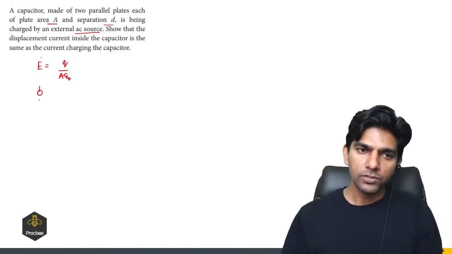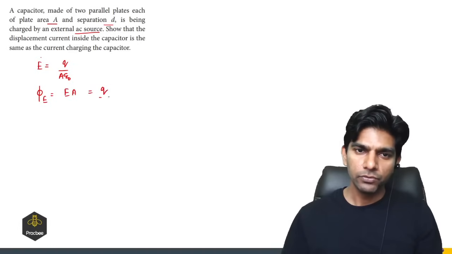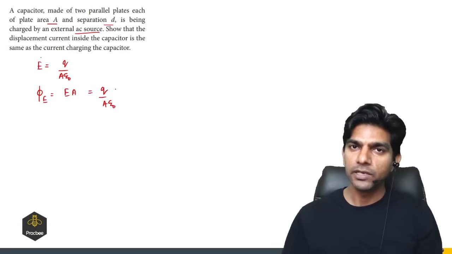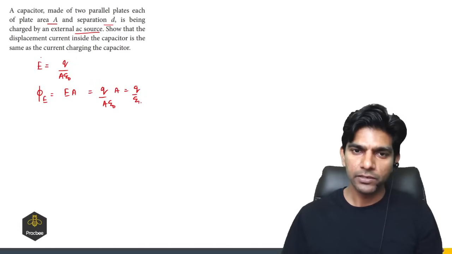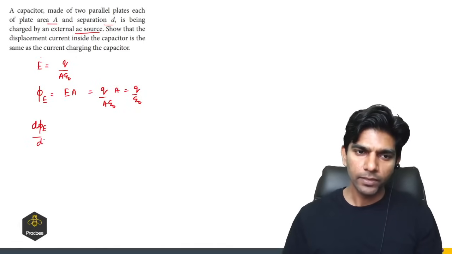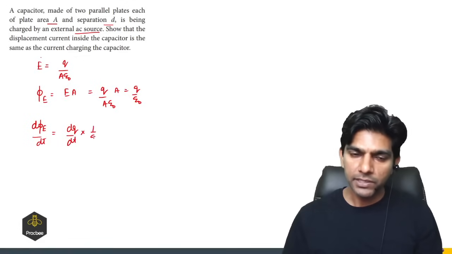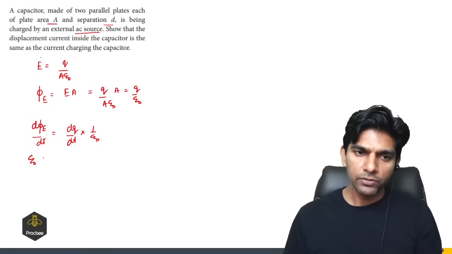Now what is the flux of the electric field? That will be E times A. So that will be Q upon A epsilon naught times A. So this is Q by epsilon naught. If you differentiate this, dφE/dt comes out to be dq/dt times 1 by epsilon naught. And from here, epsilon naught dφE/dt comes out to be dq/dt.